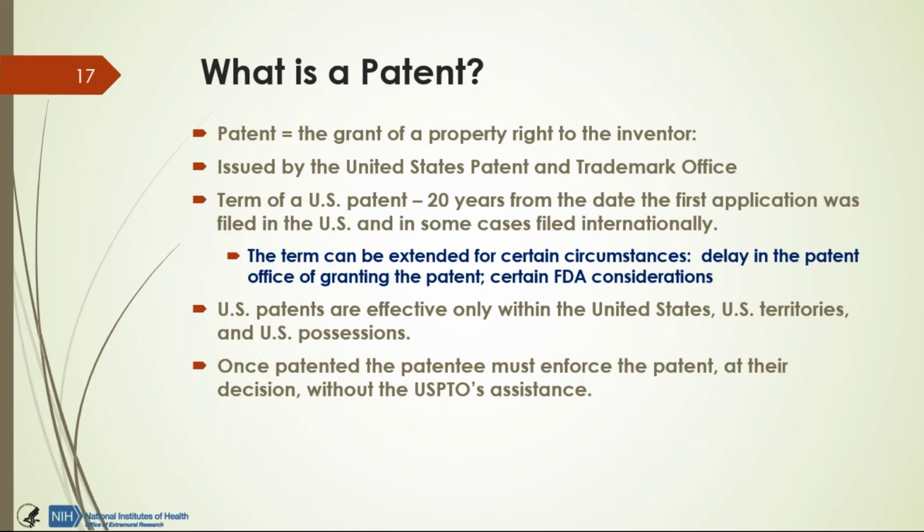It is expensive. So what do you get out of that, right? That's a lot of money, so what do you get? Well, the term of a U.S. patent is 20 years from the date you first file an application. So it lasts for 20 years. In some circumstances, it can be extended because of actions in the patent office, or if this is an FDA-approved product, extensions can be given. Very important to note, a U.S. patent is not valid everywhere in the world.